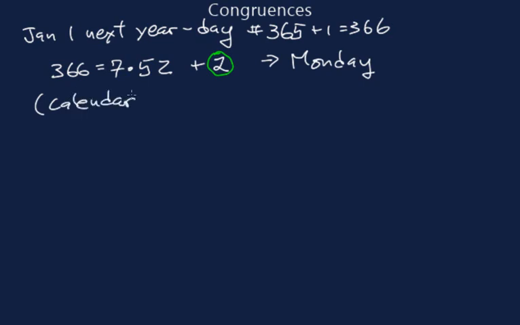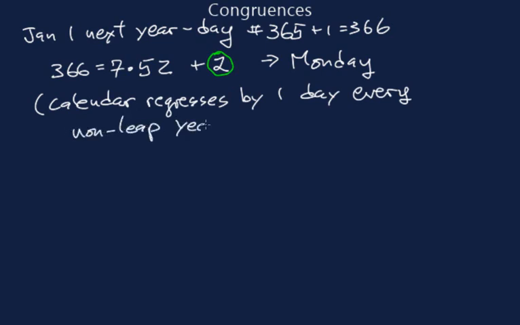And what this says is that the calendar regresses 1 day every year. The January 1st goes from Monday to Tuesday to Wednesday, except, of course, in leap years, and never mind leap centuries and so on.